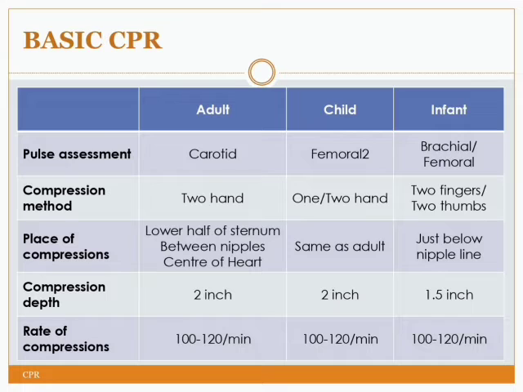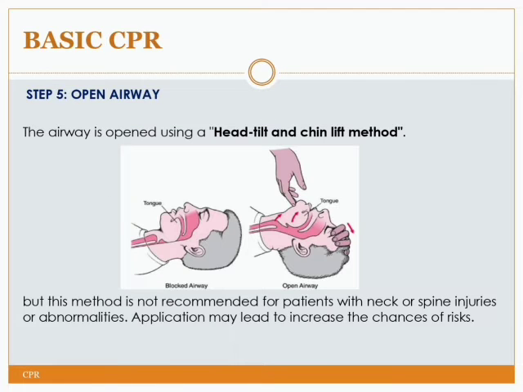Compression depth is 1.5 inches and the rate of compression is the same, which is 100 to 128 compressions per minute. Step number 5, open airway. There are 2 methods among them. The first one is the head tilt and chin lift method.